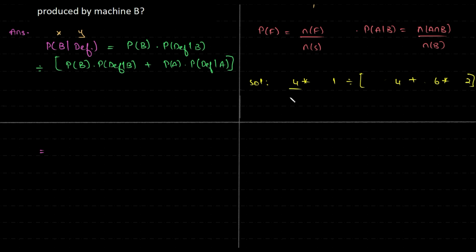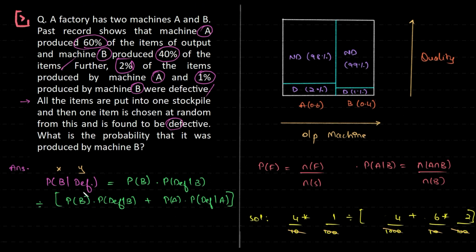So we have, this is 40%, right? 4 by 10, 1 by 100. So this is 1000. This is 10, and this is 100. So you can see all of these values will get cancelled. Again, it's left to you guys how you want to do this. So this would be 4 by, this is 4 plus 12, 16. Is that correct? 12, 16, correct. So 1/4 of the time, it would be from machine B.